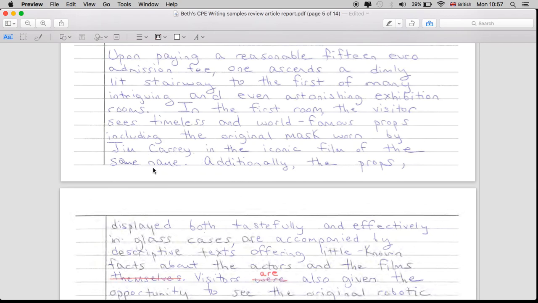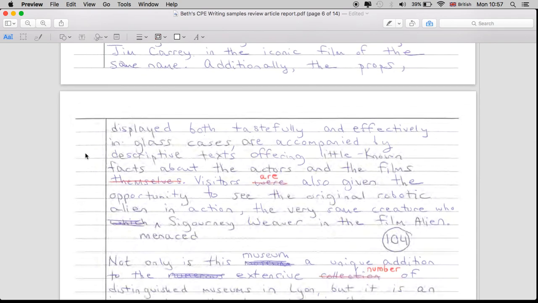Additionally, nice linker, the props displayed both tastefully and effectively in glass cases are accompanied by descriptive texts offering little-known facts about the actors and the films. And you see that when I edited, I got rid of this. Visitors, and here I would use present tense actually, because the museum is still there, people still visit it. Visitors are also given the opportunity to see the original robotic alien in action, the very same creature who menaced Sigourney Weaver in the film Alien.